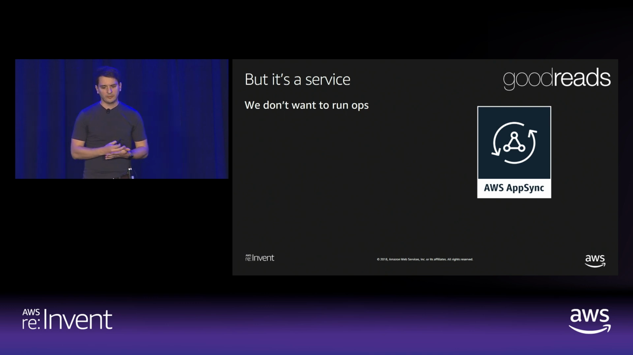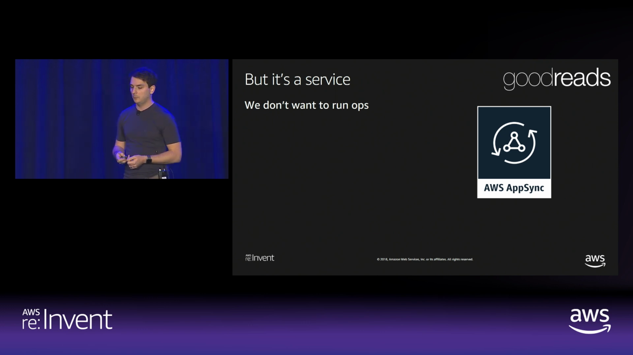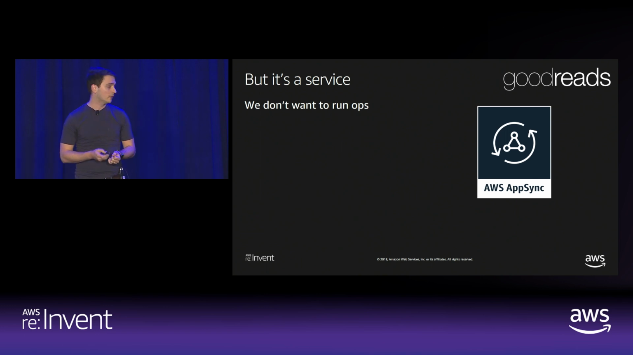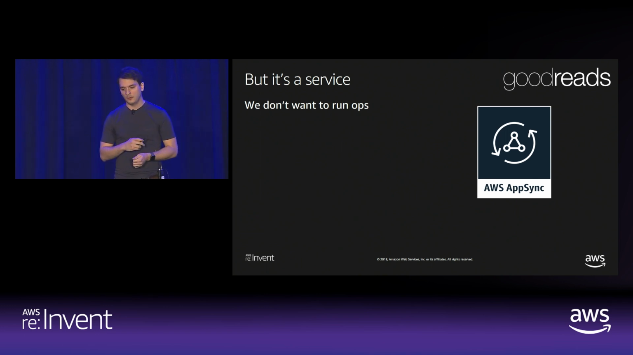But GraphQL is a backend service that your team would need to run ops for. You would need to have a server and install a runtime. So we didn't want to do that. One of our requirements was minimizing ops. So we looked around and saw that AWS provided a managed GraphQL service called AWS AppSync. So that solved that need for us.